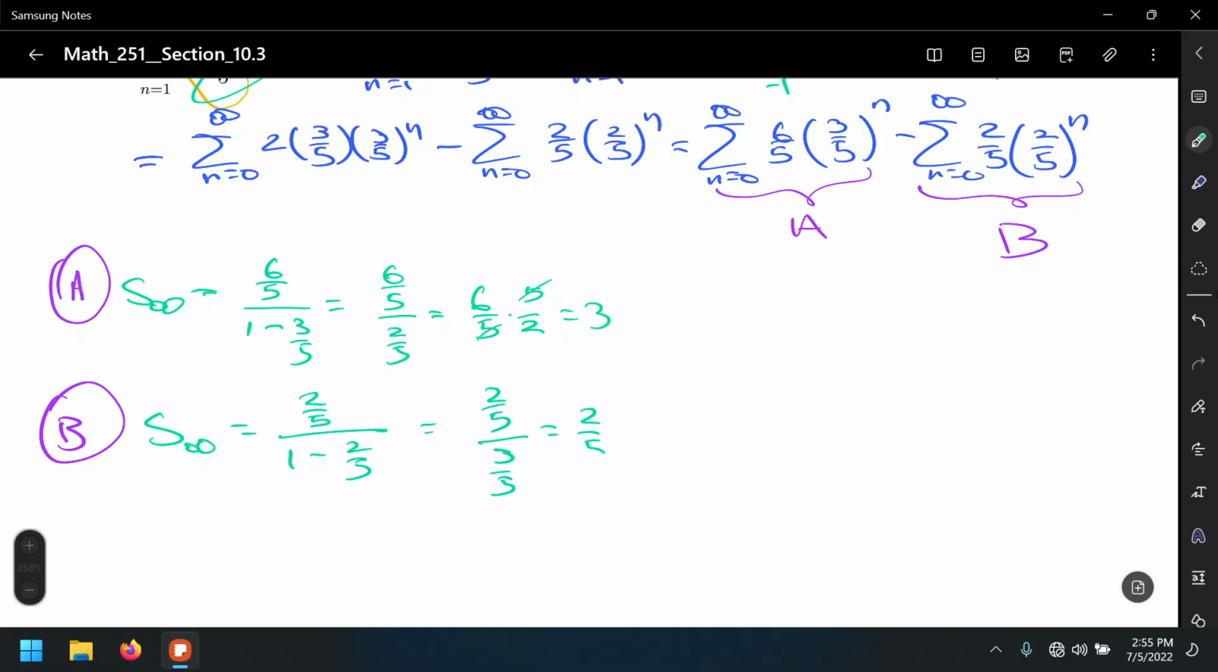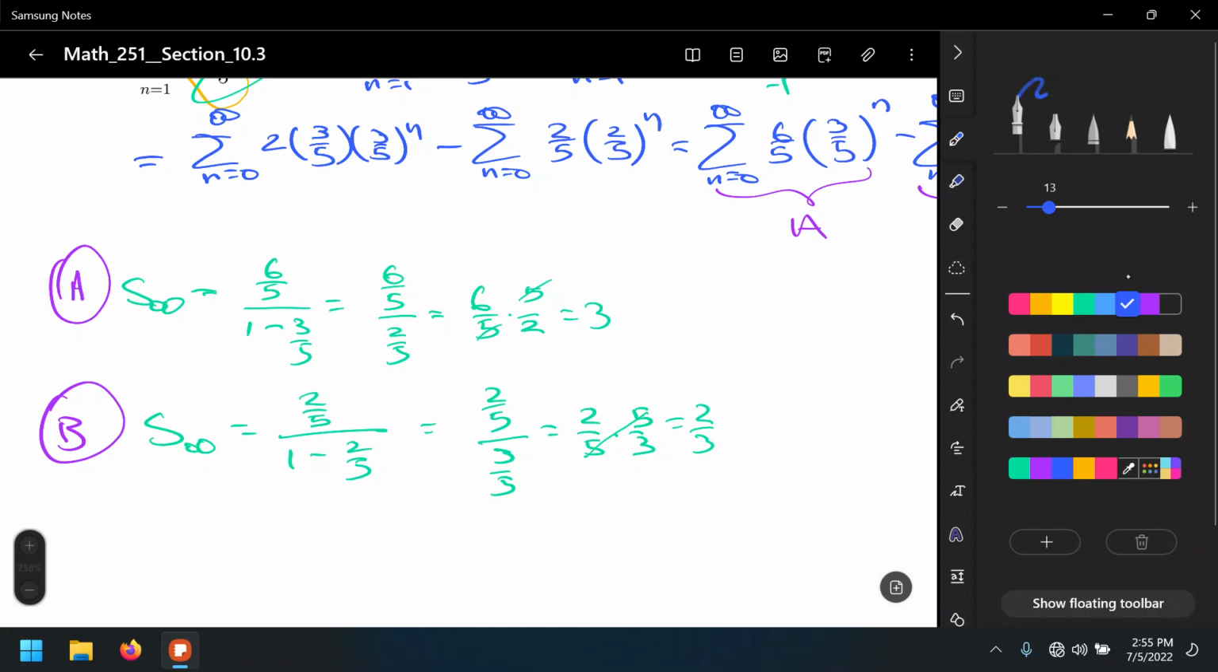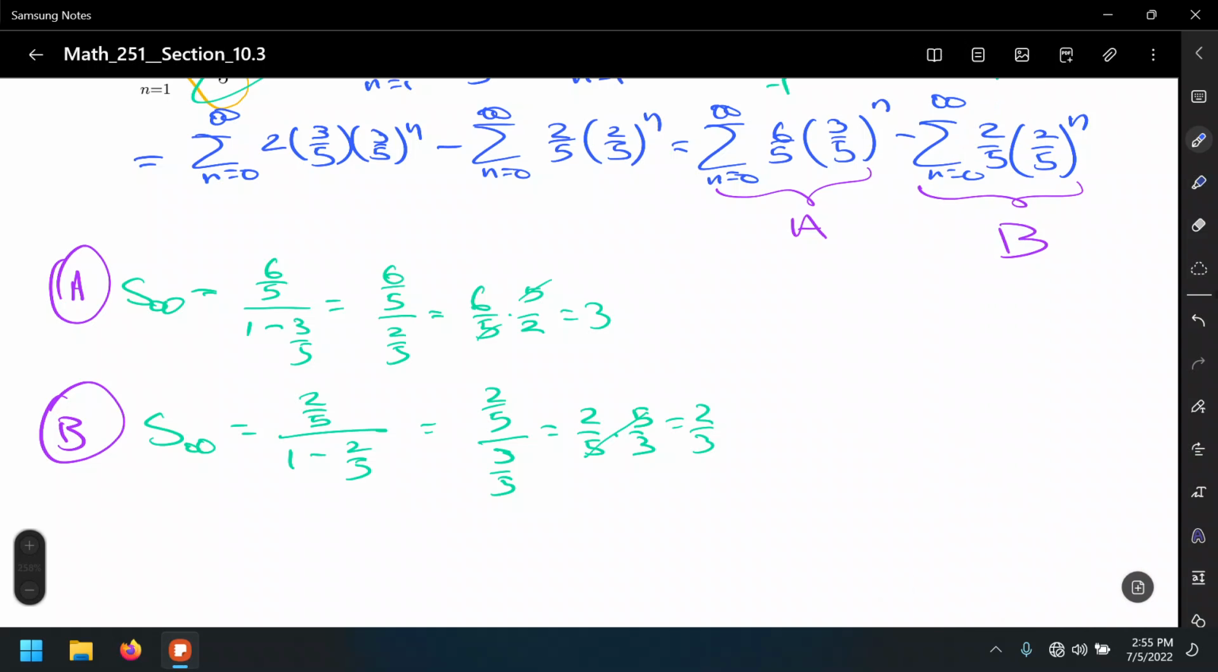But in this case, 2 over 5 times 5 over 3. The 5's cancel, and that's 2/3. So those are the values of the series separately. Let's go back to the original series here, where A ended up being 3, and B ended up being 2/3.